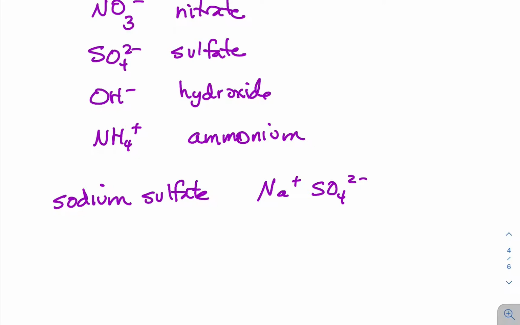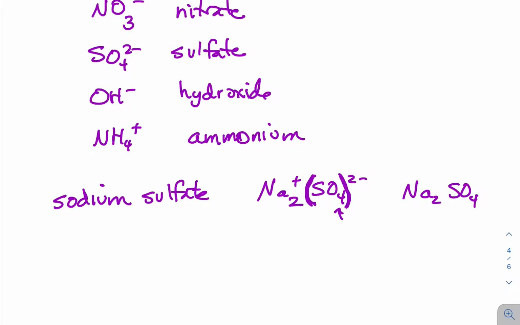Now, it may help you for a little while as you get used to these to put parentheses around this and realize that the whole SO4 group has a 2- charge, all right? So if you have a +1 and a -2, that means you need 2 of the +1s. So we would write this then as Na2SO4, all right? You don't have to look at this 4 to figure out anything about the ratio or the charges. This whole grouping has that 2- charge, all right?